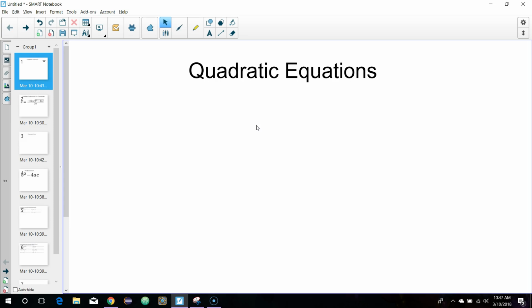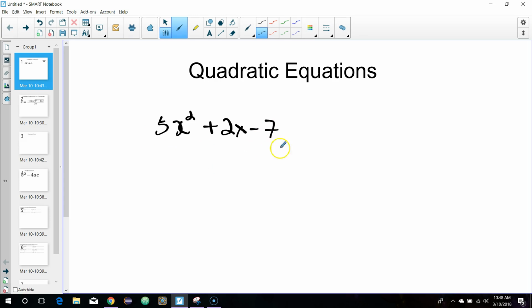Quadratic equation. If you're in geometry, possibly you will run into this already. If you're in Algebra 1, possibly you have not. So let's describe something that I would consider a quadratic equation. Starting from now on, you may run into an expression that looks like this: 5x squared plus 2x minus 7.